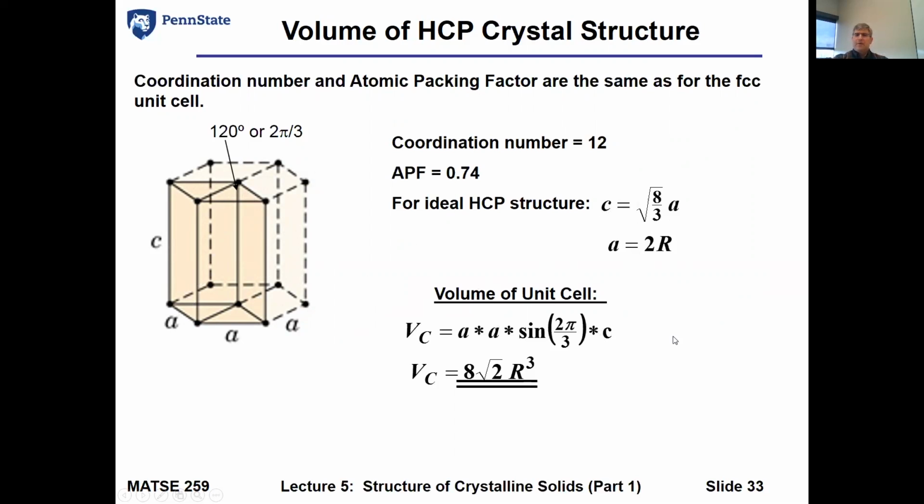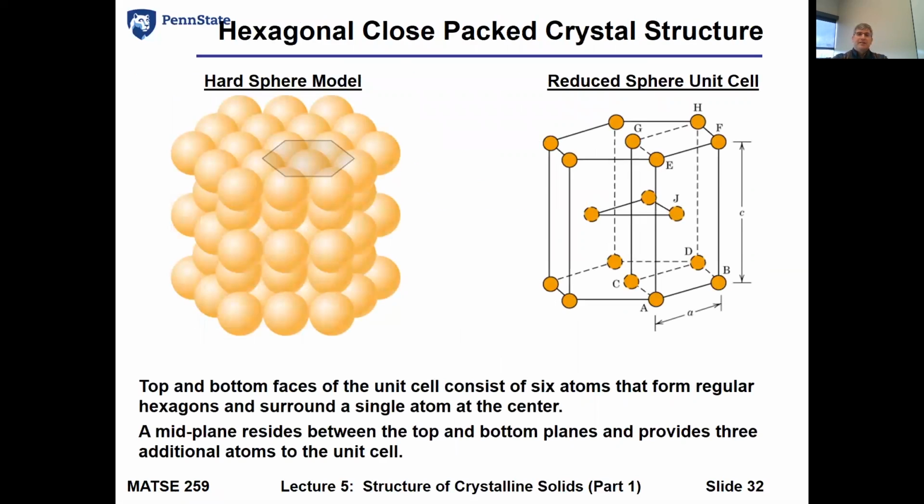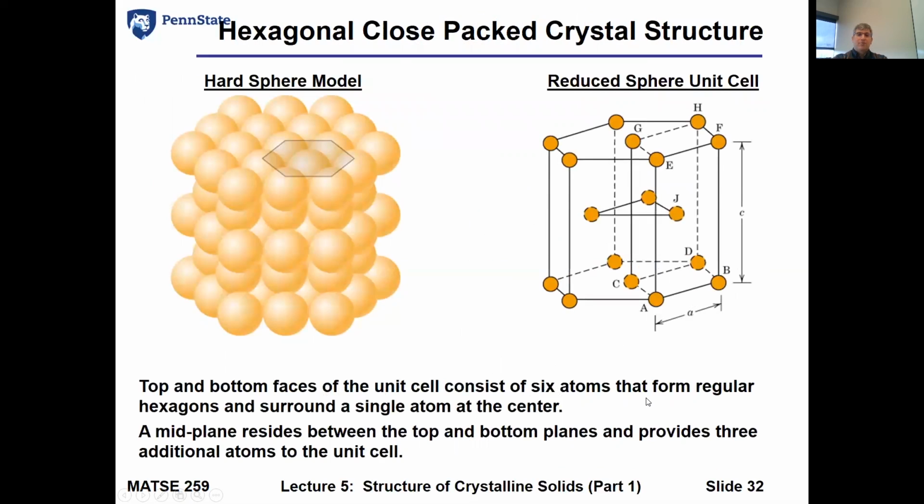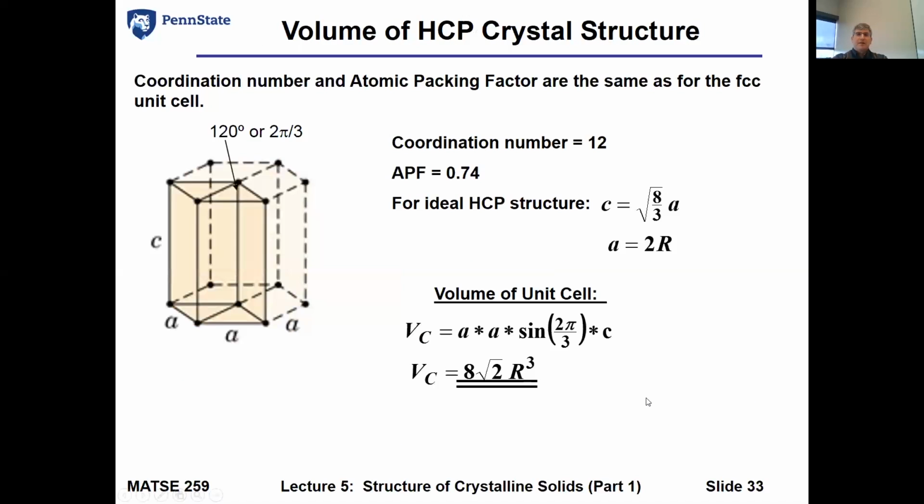But what to take away about HCP? It's close packed. It has a coordination number and atomic packing factor that are the same as FCC: this 0.74 atomic packing factor and a coordination number of 12. BCC is not close packed, so it has a coordination number of 8 and an atomic packing factor of 0.68. So, some numbers to learn.